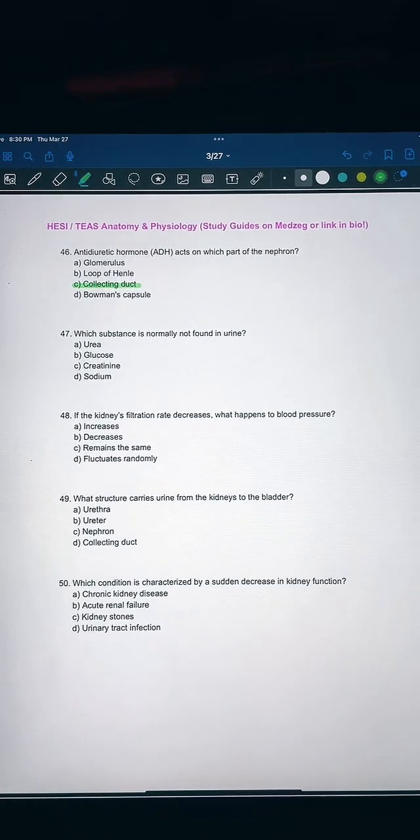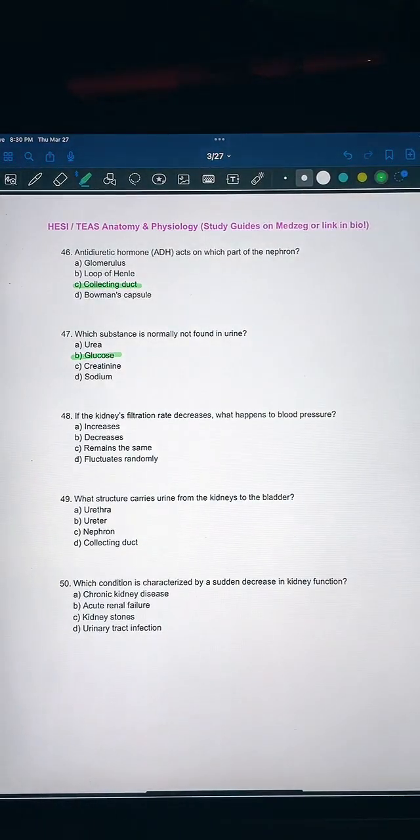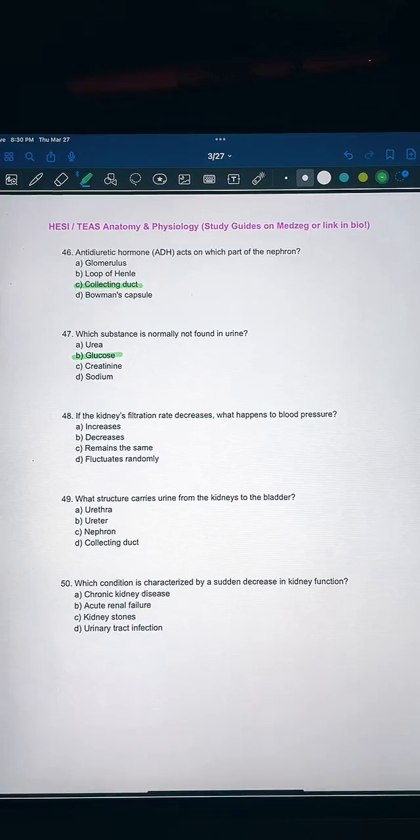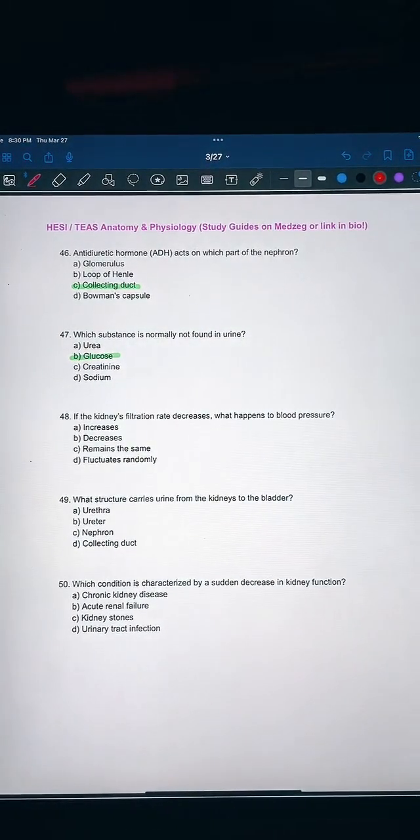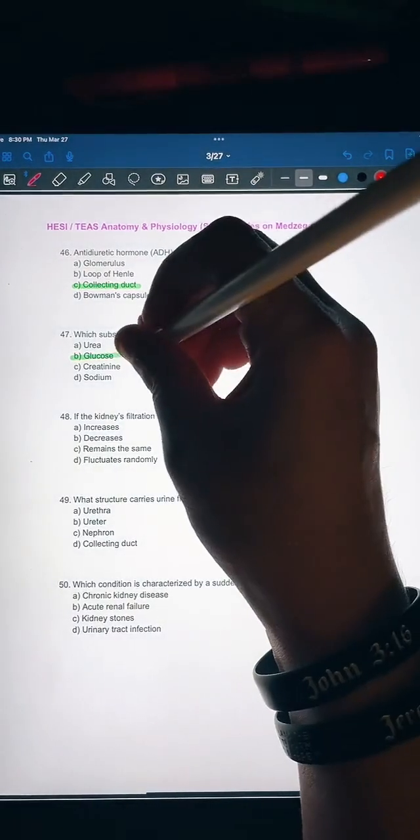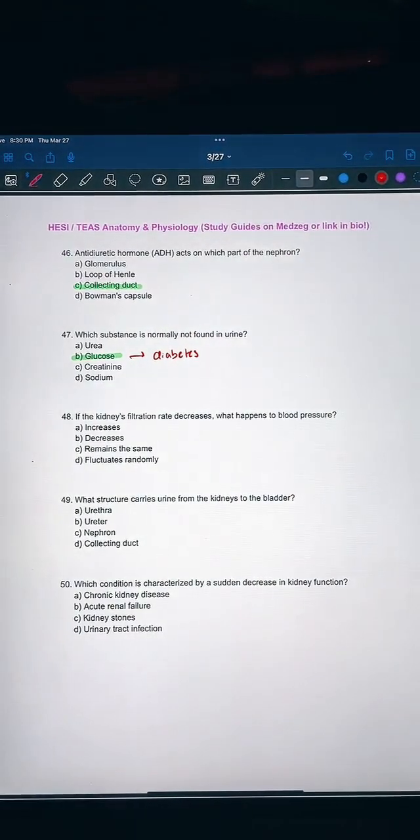Number 47, which substance is not normally found? Glucose. Awesome. TEAS tomorrow. Good luck. You got this, Bethany. Don't be scared. Don't be nervous. You got this. But glucose is normally reabsorbed in the proximal tubule. So if it's present in urine, in glycosuria, this would indicate diabetes. So if this is present, we may have the patient at risk for diabetes.